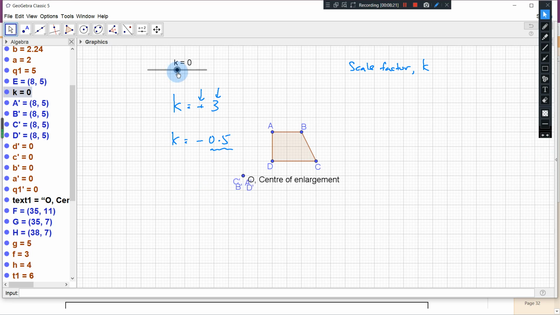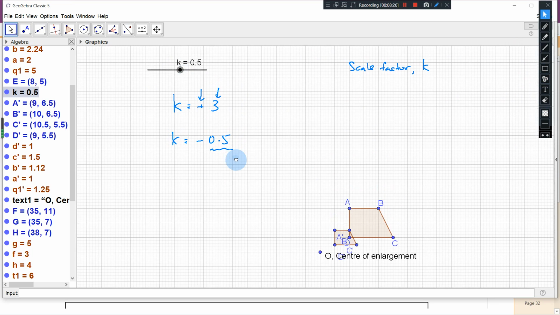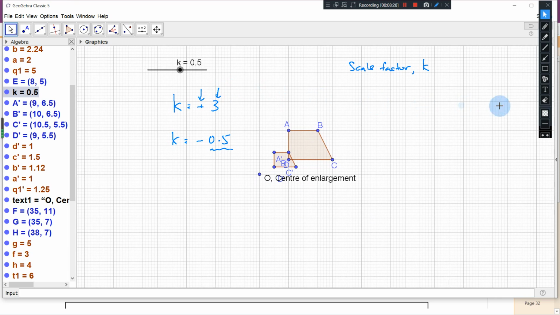So if positive 0.5, now positive 0.5, because of positive, image and object are on the same side, and 0.5 is less than 1, right? The image is smaller than the object.